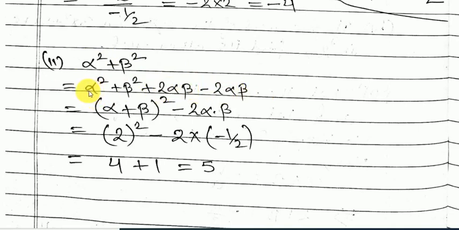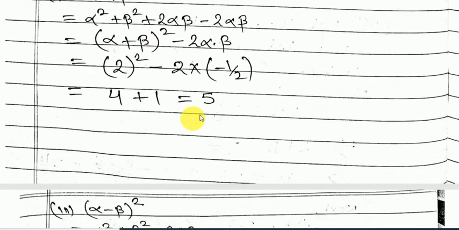But if you only see the first 3 terms, this can be written as alpha plus beta whole square minus 2 alpha beta. Now you know the value of alpha plus beta, you know the value of alpha into beta. Substitute those values and you get the answer. You get 5 for that.